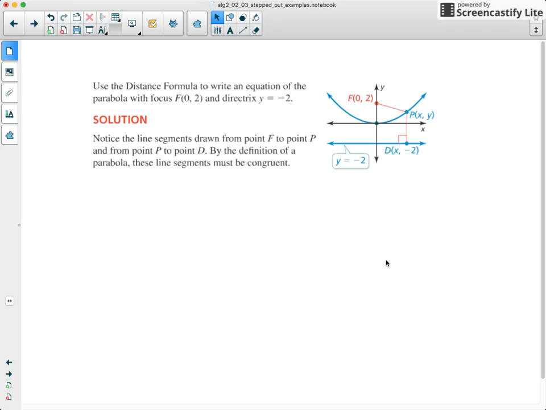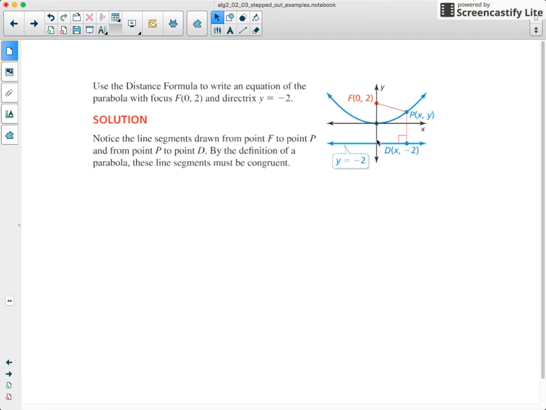This is a review of using the distance formula to find the equation of a quadratic function, given the focus and the directrix. If you look over at the diagram and the graph on the right-hand side of the screen, you can see the directrix is sketched in here at y equals -2, and there's a function of which we do not know the equation, and the focus is at (0, 2). Please also note that the vertex lies directly in the middle, at the midpoint between the focus and the directrix.